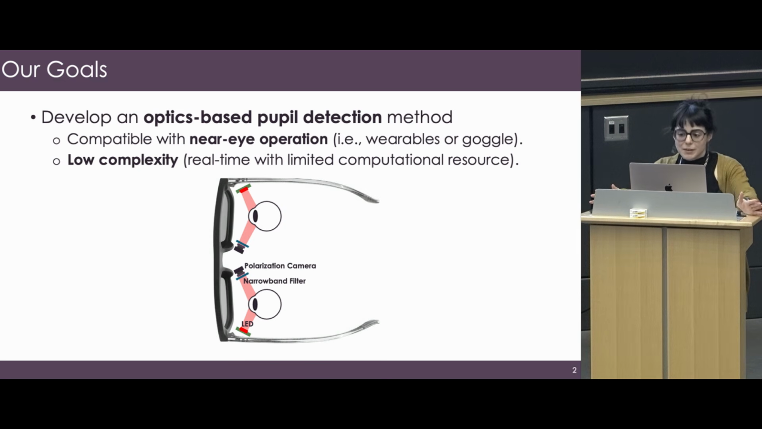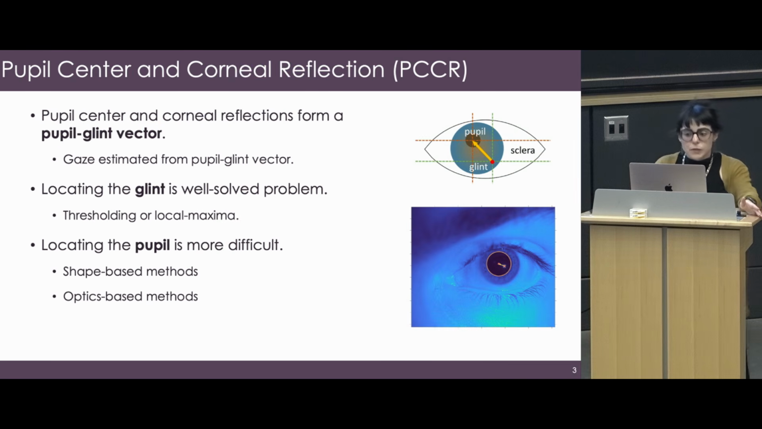So with this in mind, let's take a look at what's already out there with eye tracking. The PCCR method is a well-studied method for eye tracking. It's used in most commercially available eye trackers today. It works simply by finding the pupil center and using one or more corneal reflections, also called glints, to form a pupil glint vector. And then from that computed pupil glint vector, you can estimate gaze.